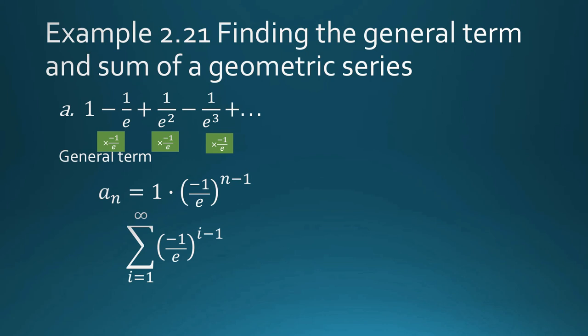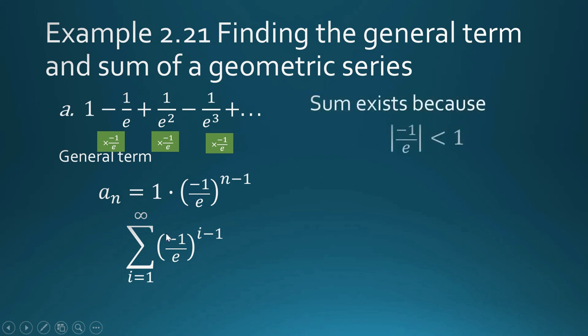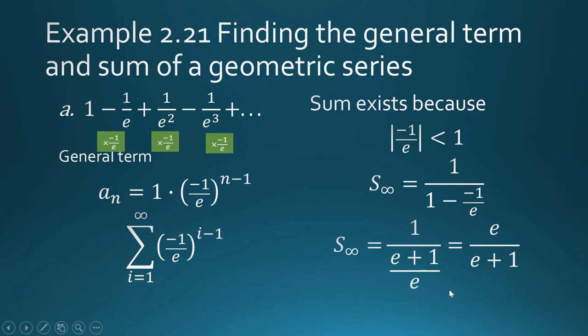Does it have a sum? Does the series converge to a finite sum? The answer is yes. Why? Because the absolute value of the common ratio is less than 1. And what is that sum? Well, that sum is equal to the first term divided by 1 minus r. Okay, so be careful here. This is 1 minus negative 1 over e. So that becomes 1 plus 1 over e. So we simplify this complex fraction, and this sum is e over e plus 1. So this geometric series converges to a finite sum which is equal to e over e plus 1.